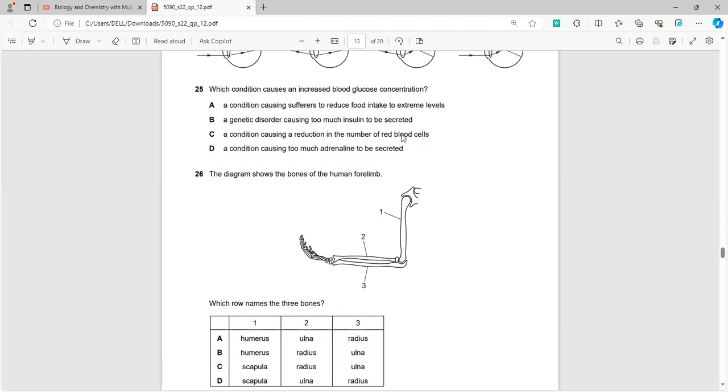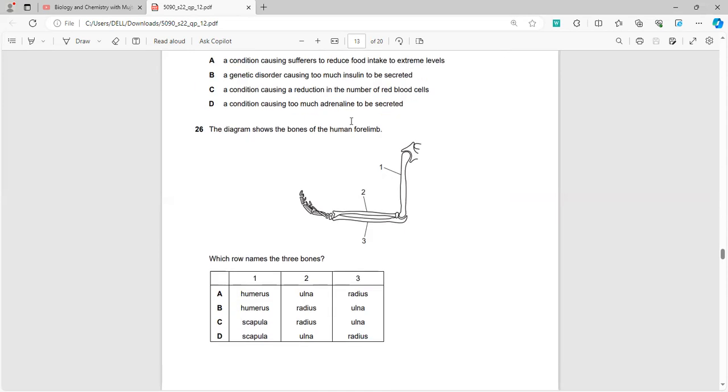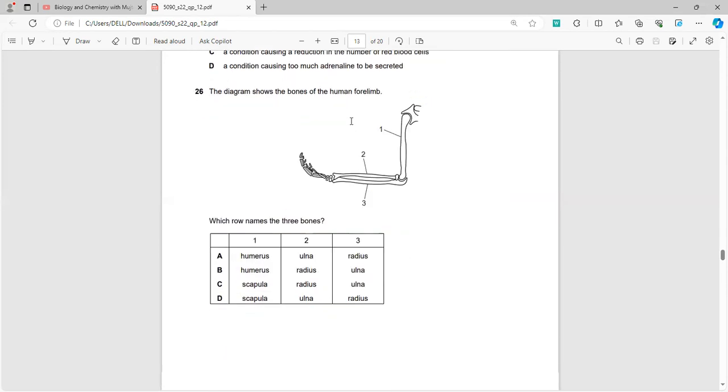Now, question number 25, the blood concentration of glucose rises because there is a condition causing too much adrenaline, and adrenaline is a hormone which converts glycogen to glucose. The other three options don't match with the statement which has been listed above.